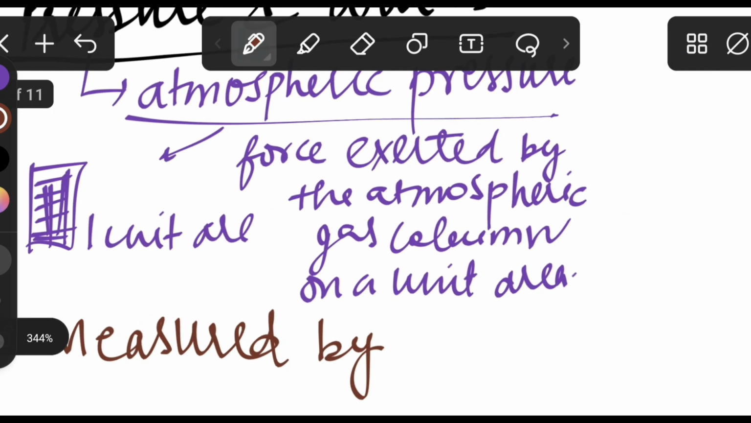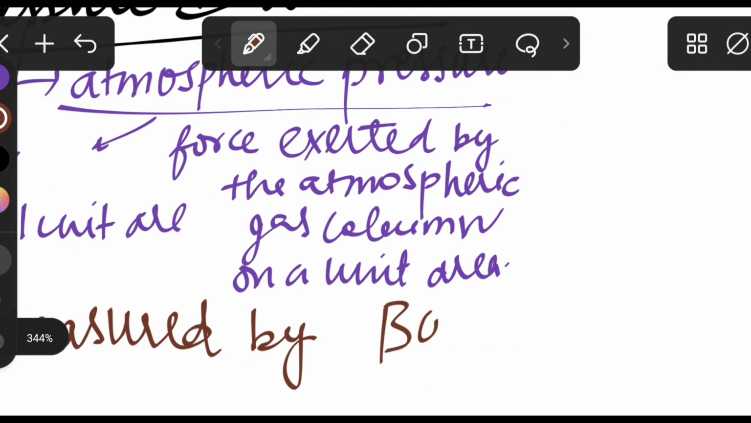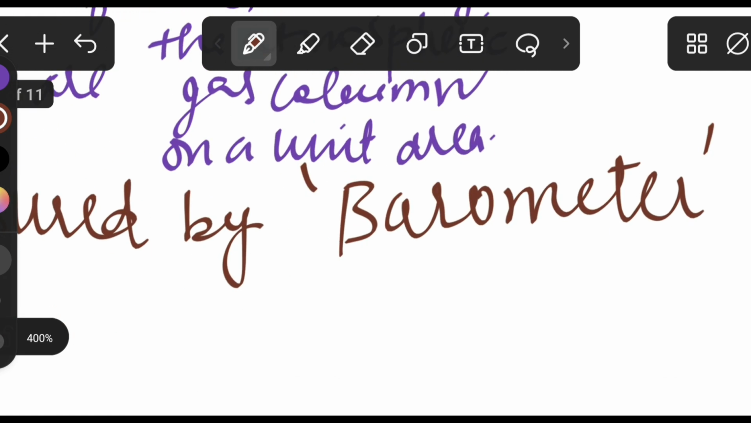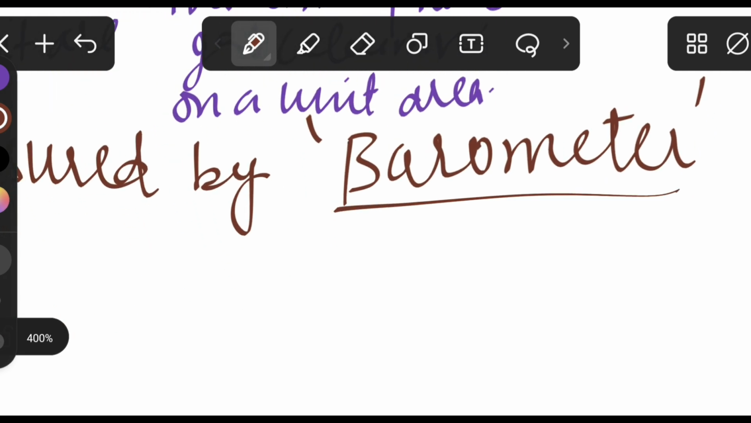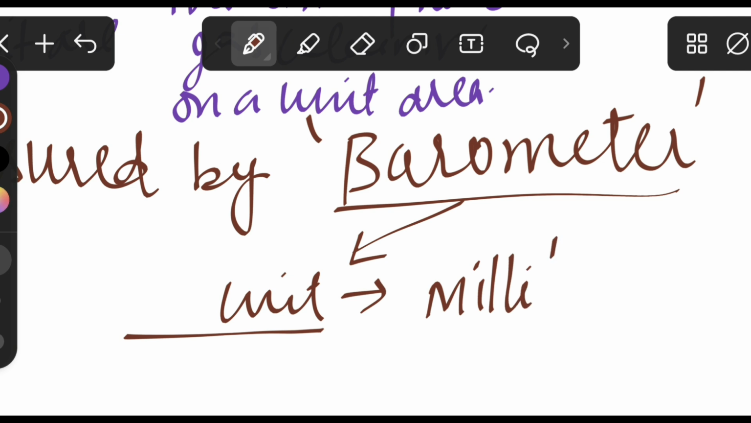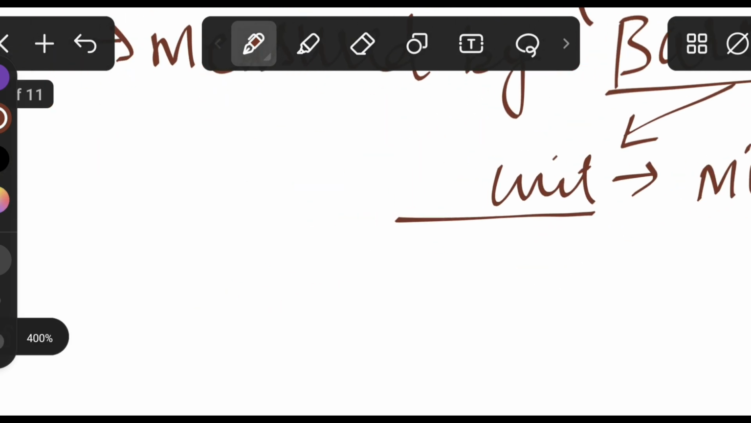So pressure is measured using the instrument called barometer, and especially mercury barometer. And the SI unit is bar, but atmospheric pressure is usually measured in millibars, right? So let's see some of the pressure.